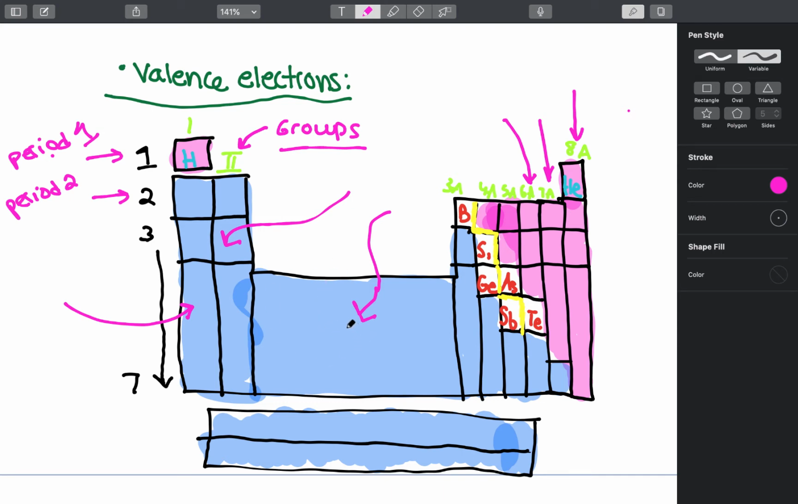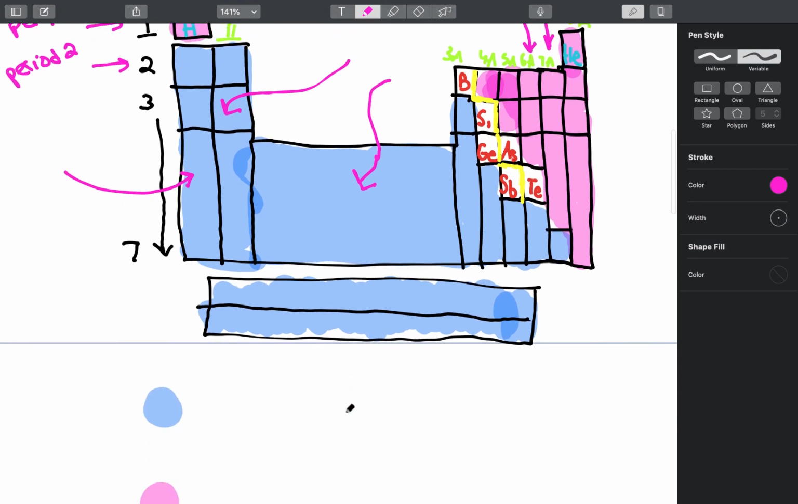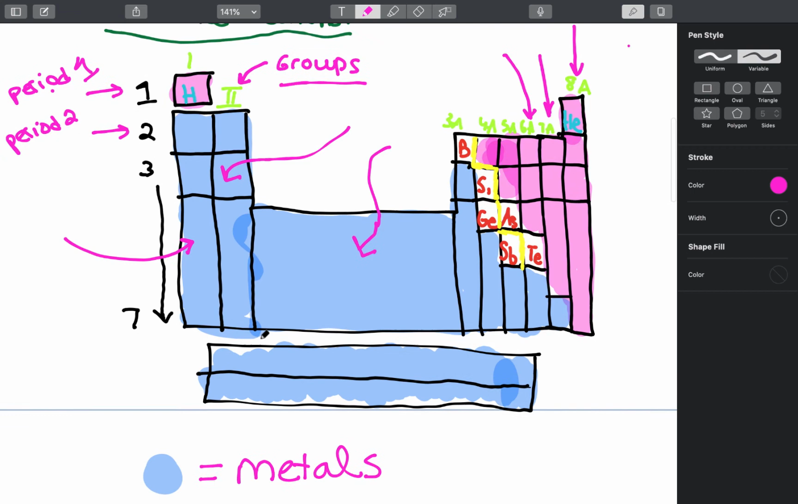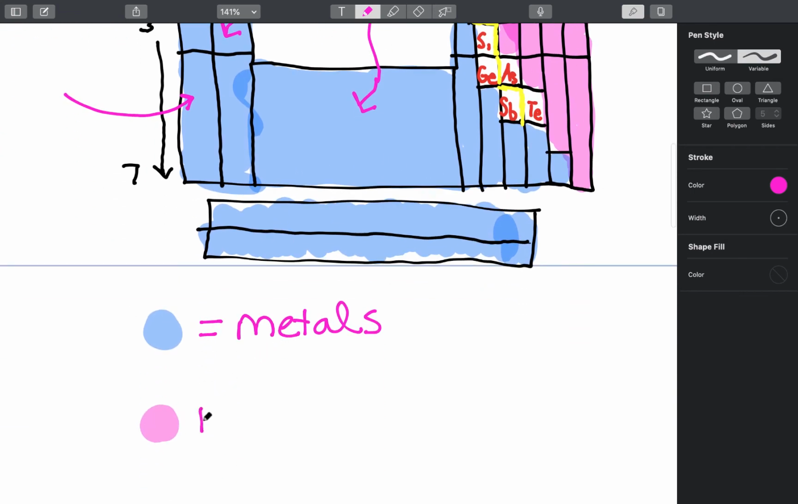So if you look at this periodic table, you'll see that I color-coded it. So what do these different colors mean? Well, all the part of the table that is shaded blue corresponds to metals. So metals make up most of the periodic table. The pink part, as we see here, corresponds to the non-metals.